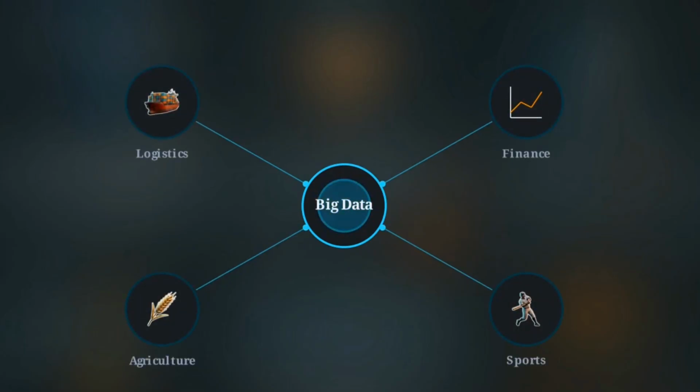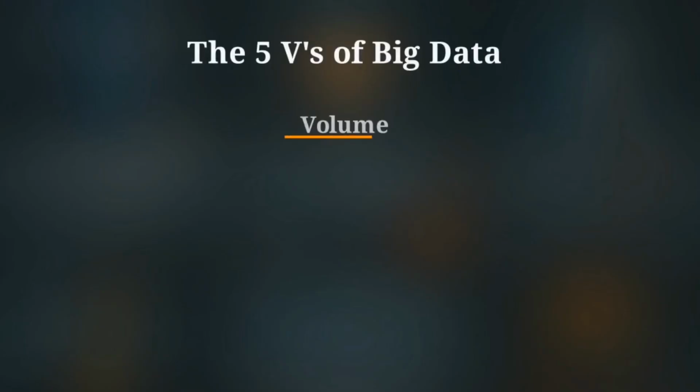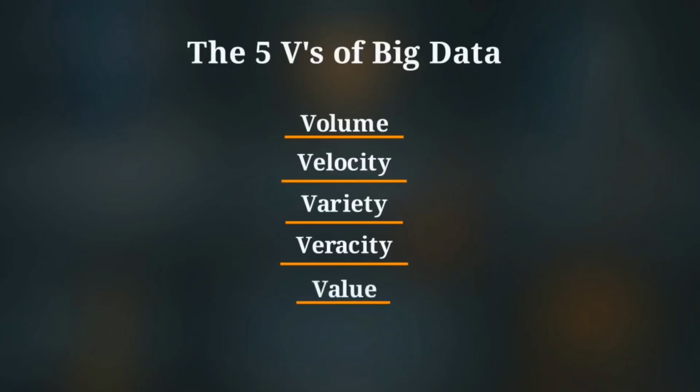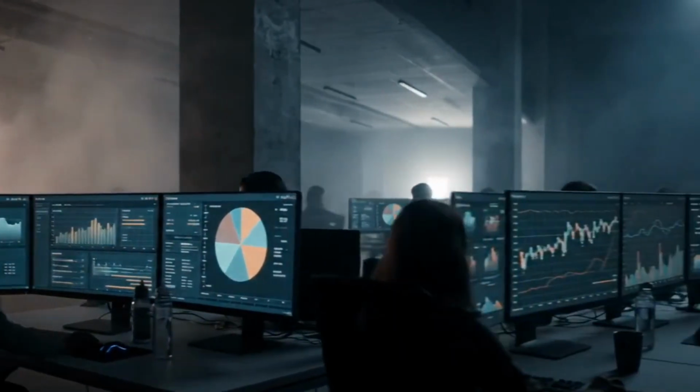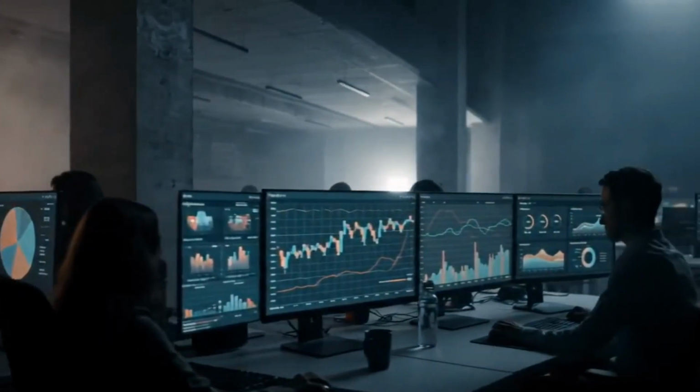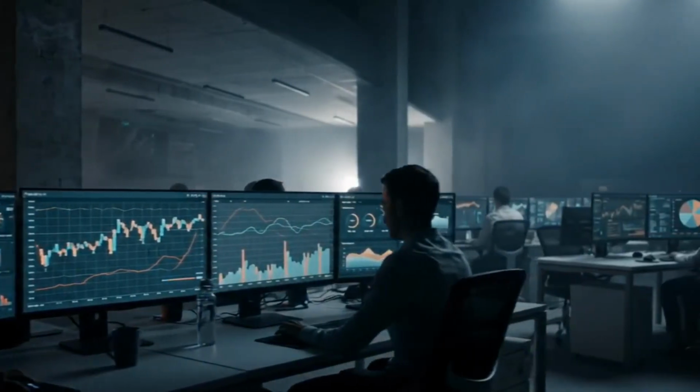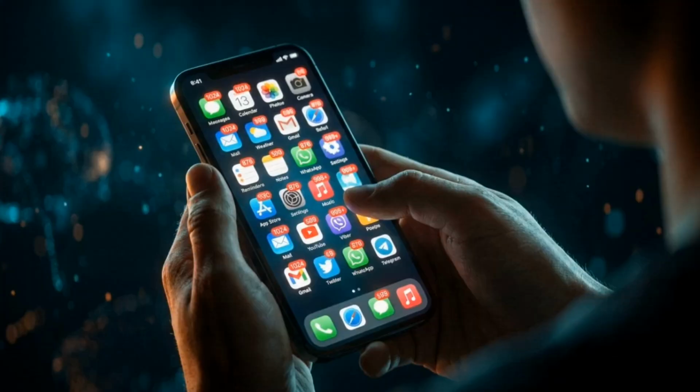Grasping these 5 V's, volume, velocity, variety, veracity, and value, provides a framework for interpreting how these industries operate. In fields ranging from marketing to healthcare, the capacity to differentiate verified insights from raw noise is now a standard requirement. Mastering these mechanics clarifies the logic behind the data you generate every day.